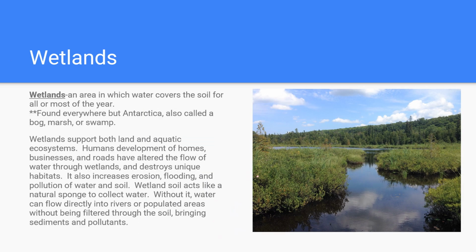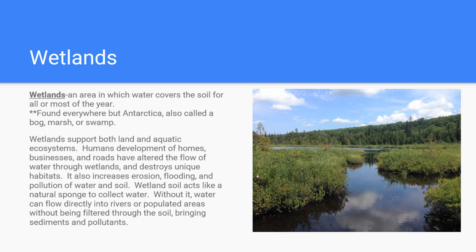Wetlands. Wetlands are an area in which water covers the soil for all or most of the year. It's found everywhere but Antarctica, and they're also called a bog, marsh, or swamp. Wetlands support both land and aquatic ecosystems. Humans' development of homes, businesses, and roads have altered the flow of water through wetlands and destroys unique habitats. It also increases erosion, flooding, and pollution of water and soil.